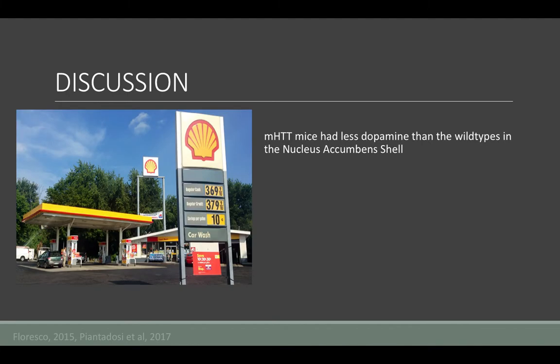However, in the shell, this is where we found our interesting significance. To further say, the mutant mice had less dopamine than the wild types in the shell. And the shell is kind of responsible for impulsivity, risky decision making, and perseveration together. It has these three components along with the other regions that we looked at. But there are some possible explanations as to why we saw a decrease of dopamine in the shell that was significant.